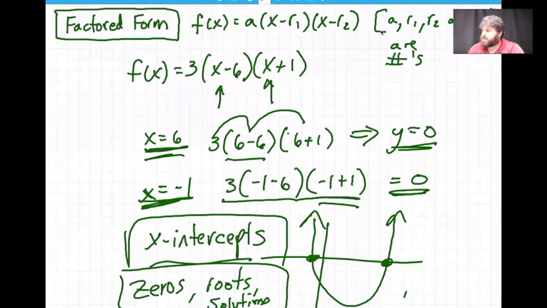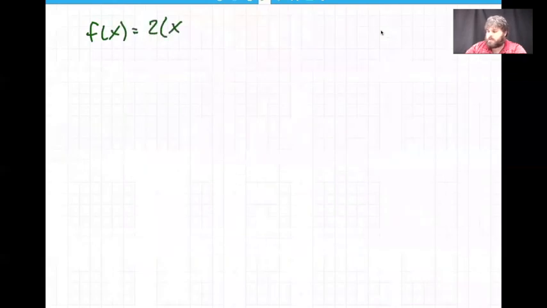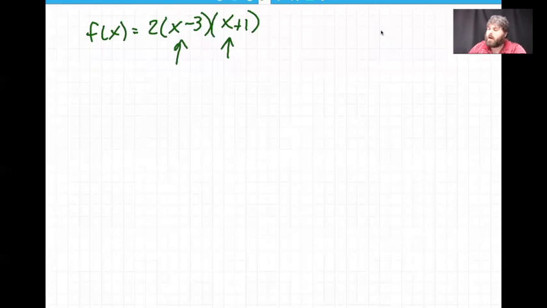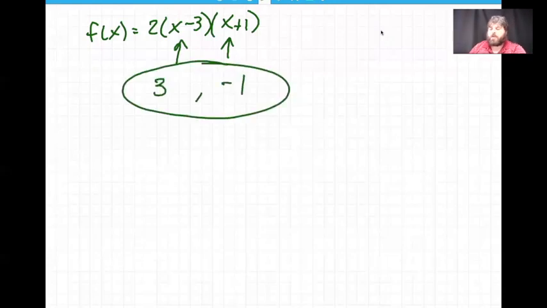Okay, so let's look at an example. Find the x-intercept if f of x equals 2 times x minus 3 times x plus 1. So you're working this problem, you're like, okay, what's the easiest number to plug in for x to make a 0? Well, I can see that 3 and -1 are both numbers that would make this whole thing equal to 0. So these are my x-intercepts. Also, they're called roots, zeros, and solutions.